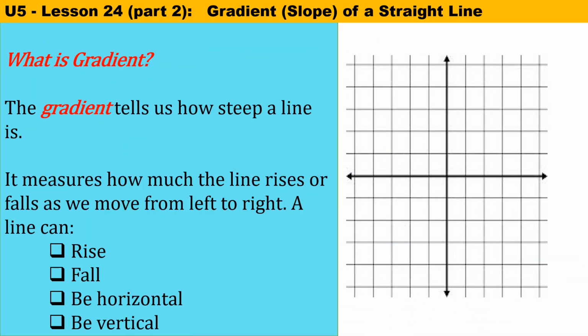So you might be asking yourself, what is a gradient? A gradient basically tells you how steep a line is, how much across it went to your left or to your right, and how much it went up on the y line. It measures how much the line rises or how much it falls. As we move from left to right, a line can rise, it can fall, it can be horizontal, as well as vertical.